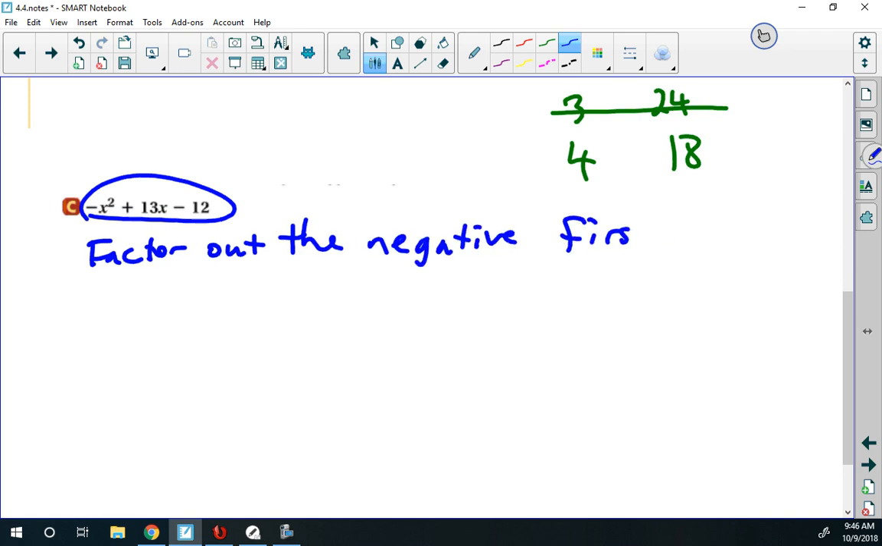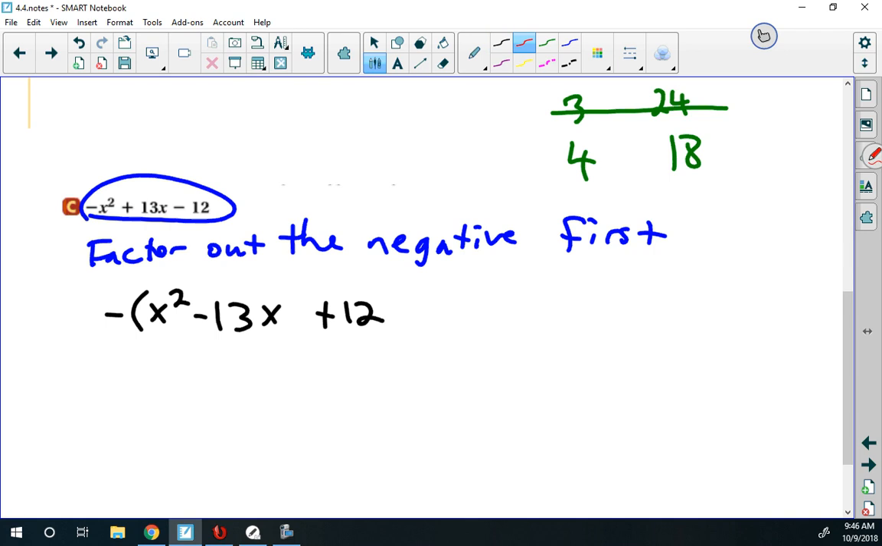Now, some people are going to factor it without factoring out the negative. You can, and it works. But I'm telling you, these are a whole lot easier if you factor out the negative first. What I mean by that is we're going to write a negative in front of the whole thing. It's going to be x squared. Every term's sign's going to change. So then it's going to be what? Minus 13x and then plus 12.